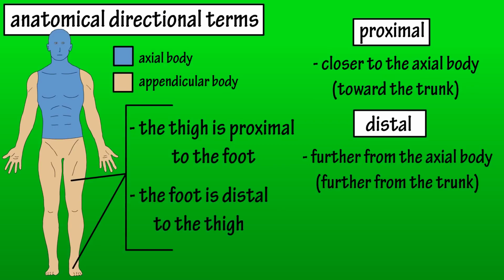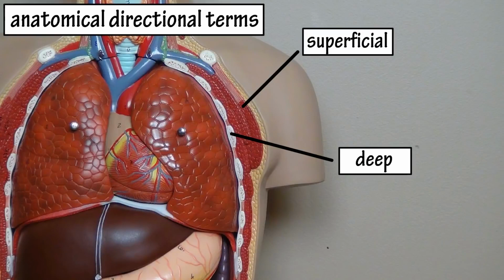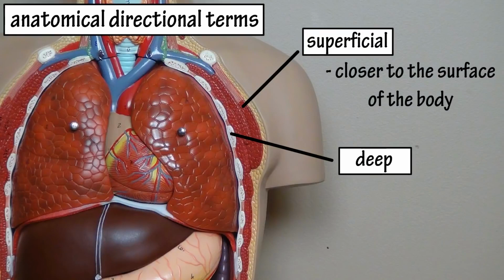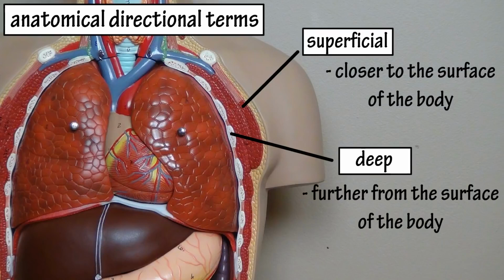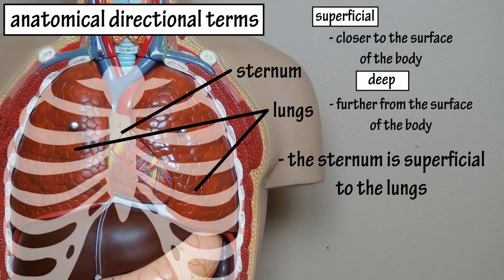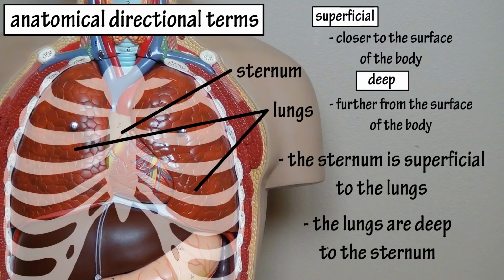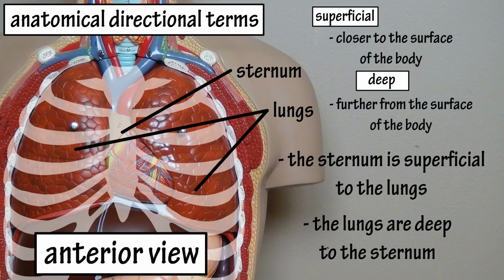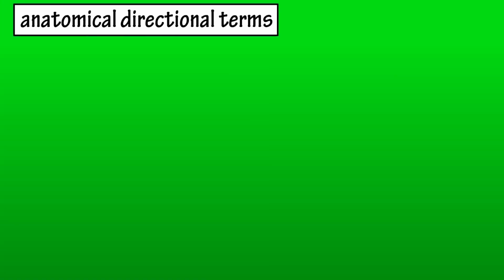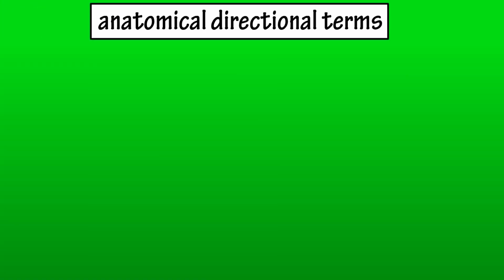Superficial and deep are another set of directional terms. Superficial means closer to the surface of the body, and deep means further away from the surface of the body. So we would say the sternum is superficial to the lungs, or the lungs are deep to the sternum. Remember, this is the case when we're looking at the body from the front or anterior view, when it's in the anatomical position. And that be the anatomical directional terms.